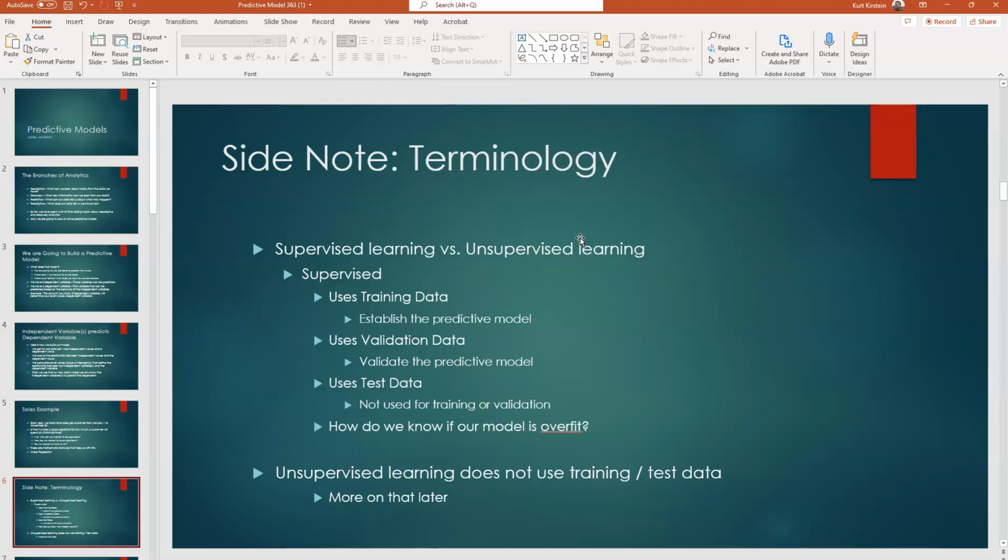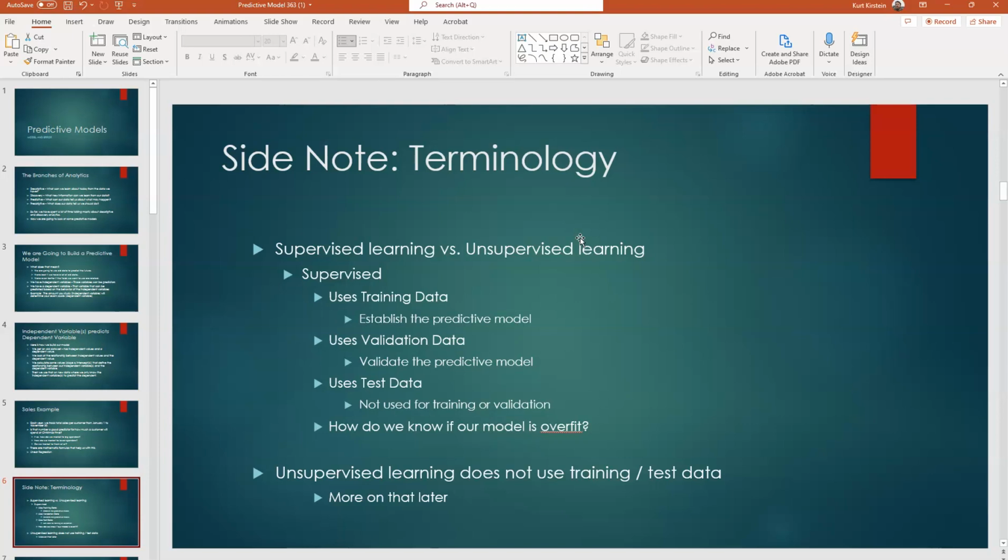The first set is the training data, and that's the training data that we use to actually build the model. So we look at the relationships between our variables in the training data, and we build a model based on that. Then we may take a chunk of our data, and we will validate the data. So the training data builds the model, but we don't want to use that same data to validate the model.